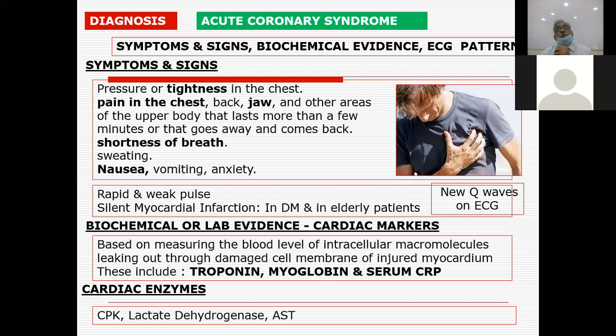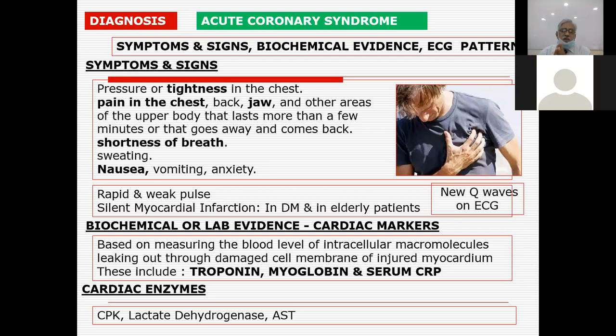Well, the diagnosis depends on the symptoms and signs, the biochemical evidence, and ECG pattern. These are the three things which are important. Symptoms and signs: patient usually presents with pressure or tightness in the chest. So one can have tightness, sometimes a feeling of shortness of breath. Sometimes it is more than that, and you have pain. And that pain, if you stop and sit, is relieved.